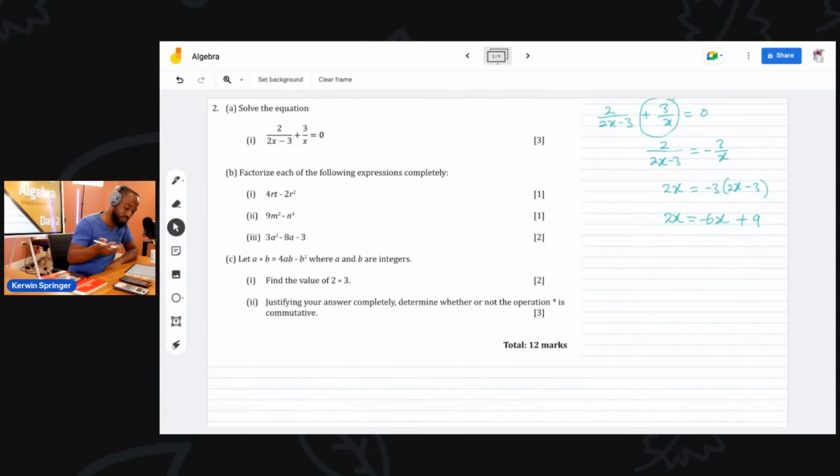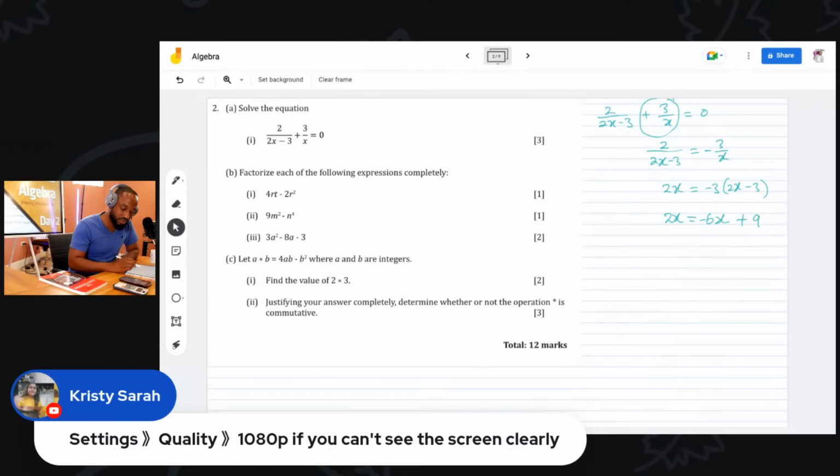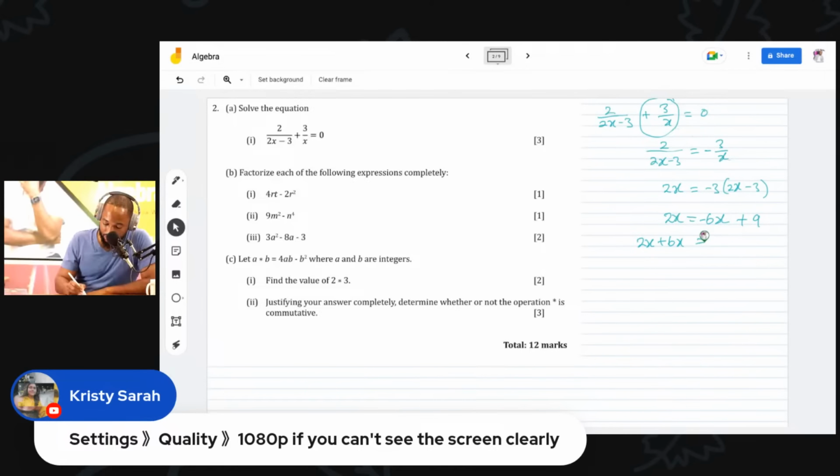When I bring across the 6x, you'll get 2x plus 6x is equal to 9. So that's 8x equal to 9. And then x is equal to 9 over 8.